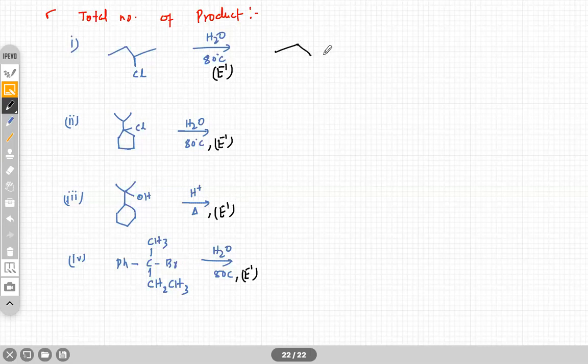So we'll get the carbocation like this. And if it is possible to rearrange this to get the more stable carbocation, we'll do that. But here the rearrangement is not possible. We won't do that, right?